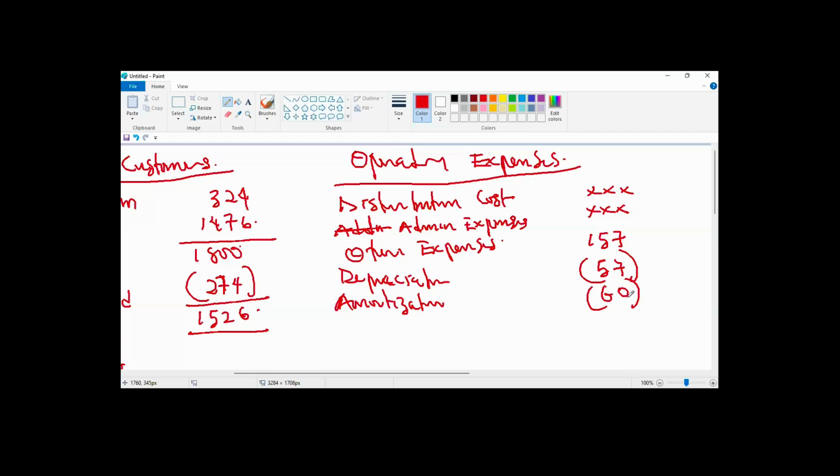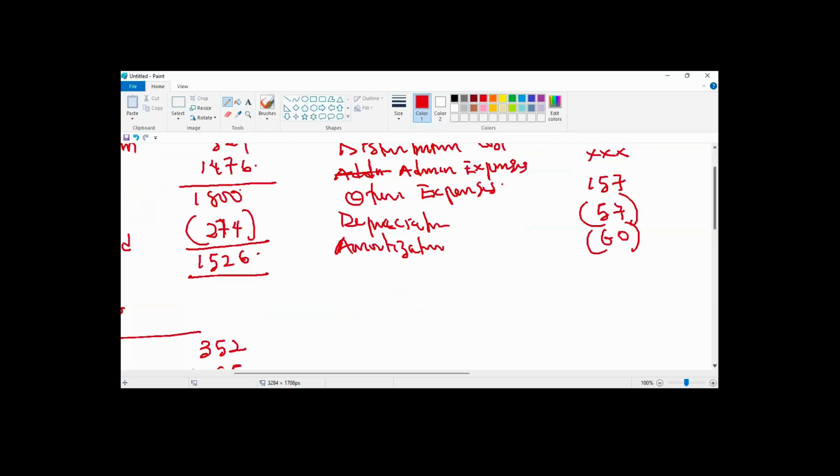If you go to additional information too: during 2008, an item of plant and equipment with a carrying amount of 103 was sold for 110. That means they made profits on disposal. 110 minus 103 is 7.